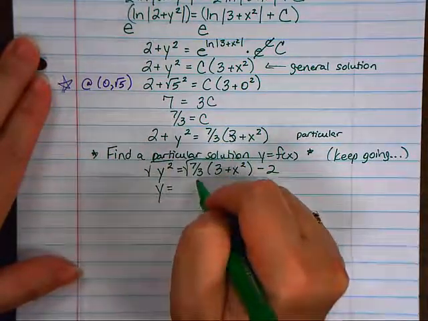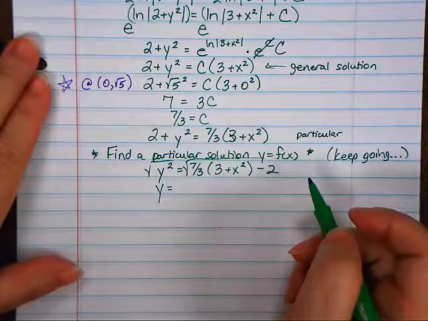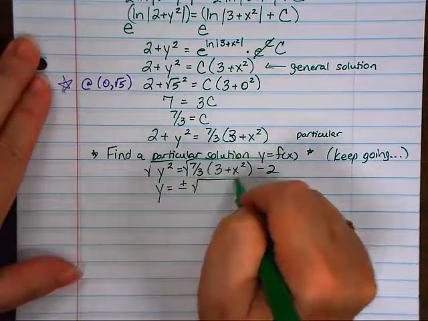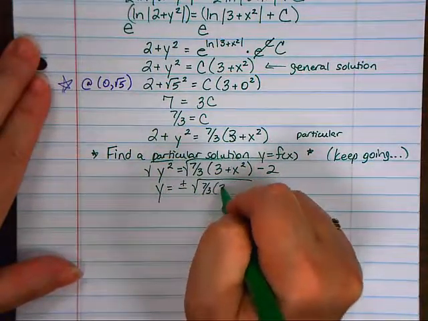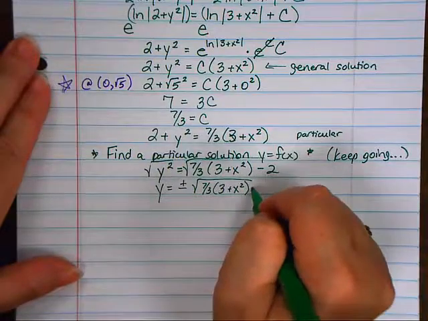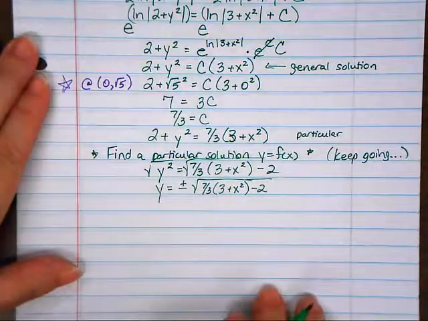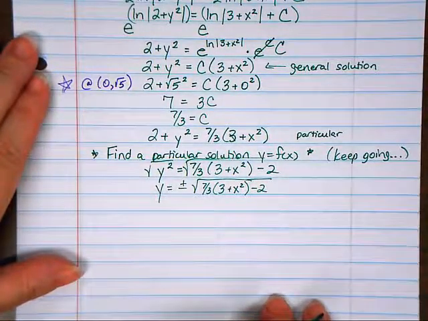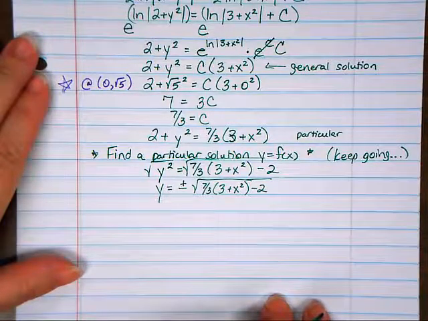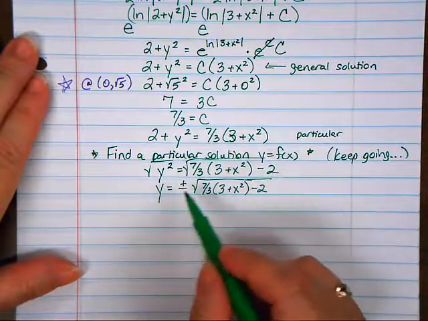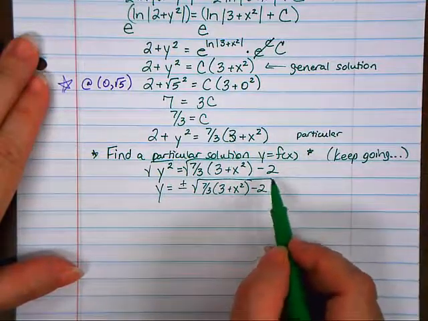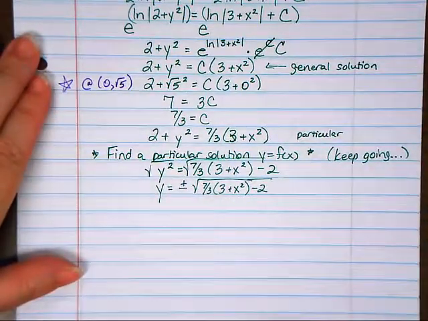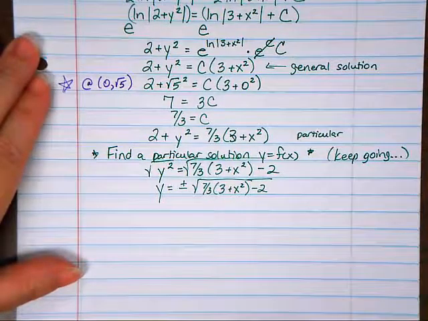Y equals, what are you supposed to put on your answer when you square root both sides? Plus or minus the square root of 7/3 parentheses 3 plus x squared minus 2. That looks great. Okay, but guess what? This is the one time you got to be really careful. This is y equals, but is this side a function? The answer is no, it is not.